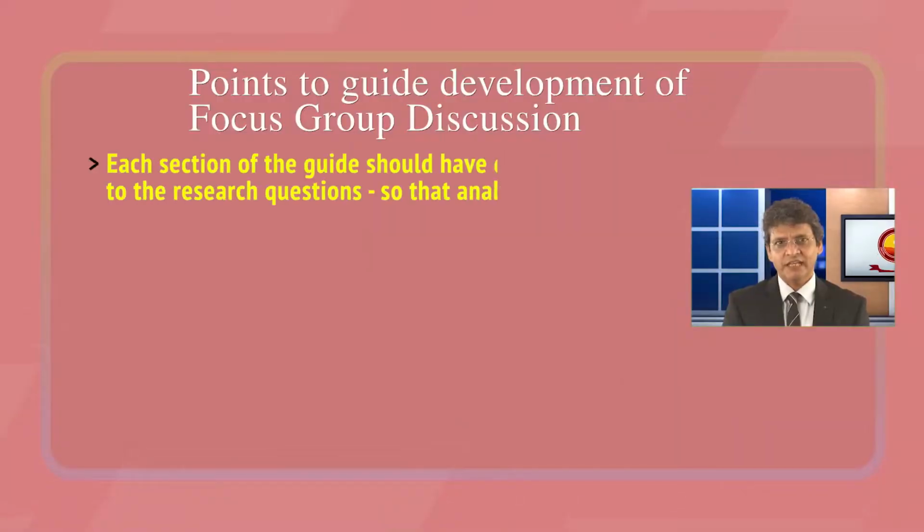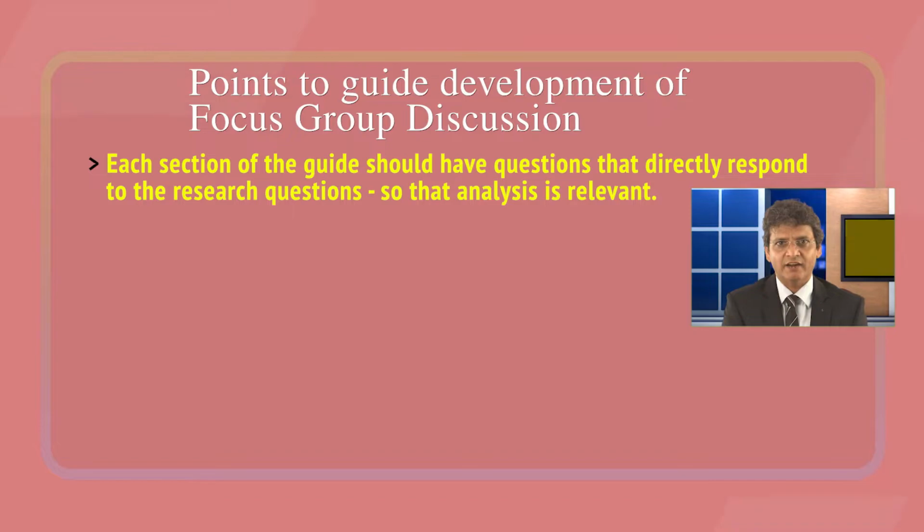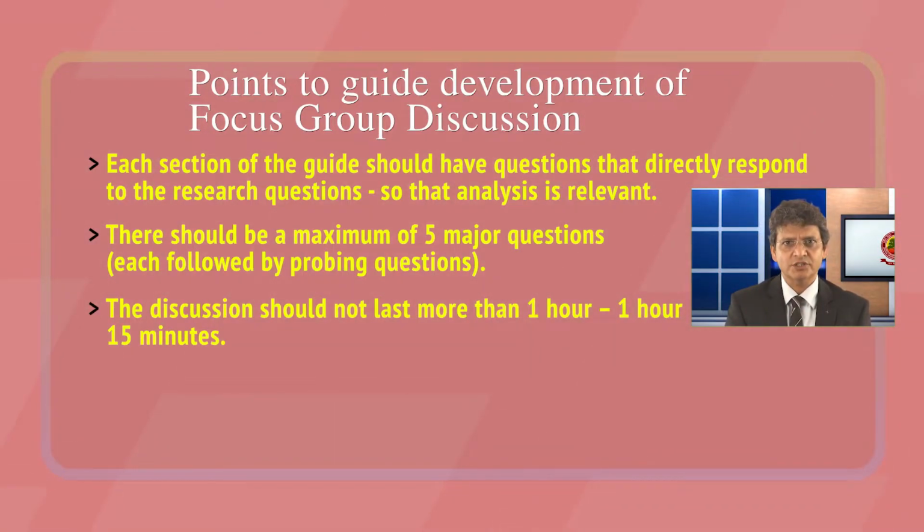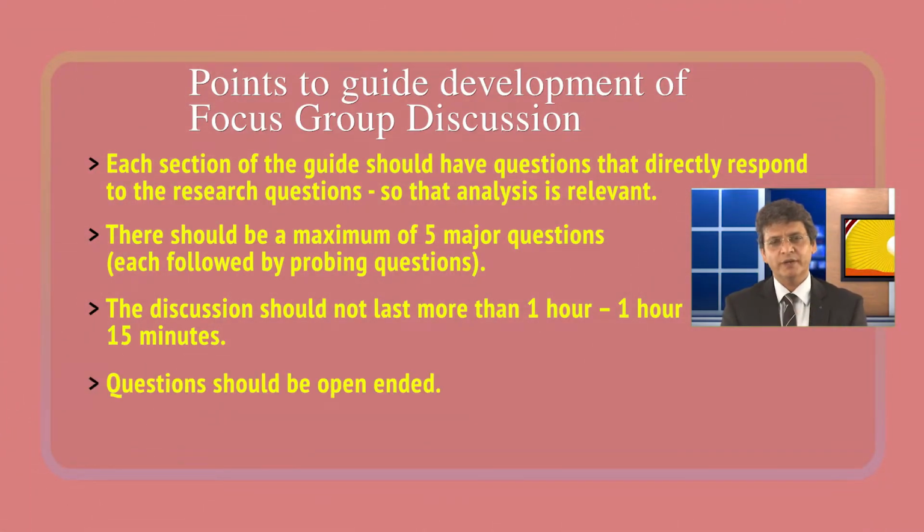Number one, each section of the guide should have questions that directly respond to the research questions so that analysis is relevant. There should be a maximum of 4 to 5 major questions, each followed by probing questions. The discussion should not last more than, as I said earlier, 1 to 1.5 hours. And questions should be, that's the key friends, open. That is, questions that cannot be answered with yes or no.